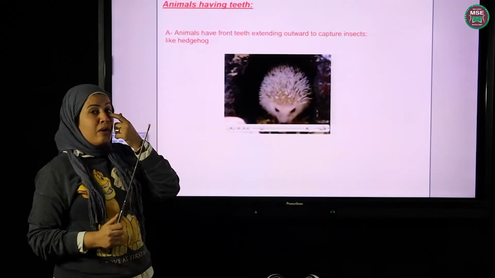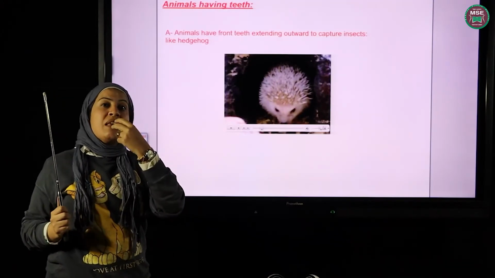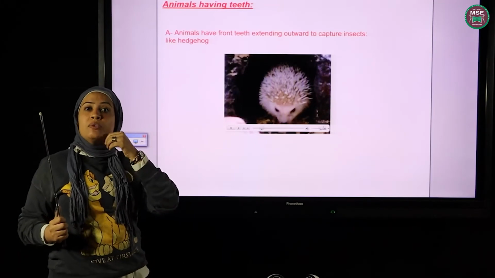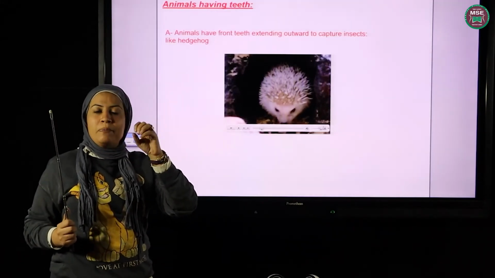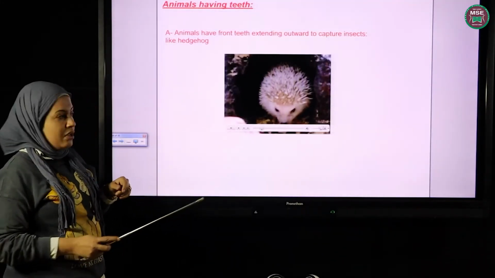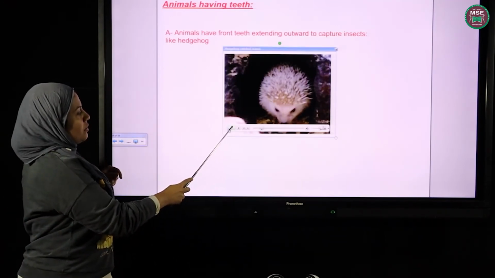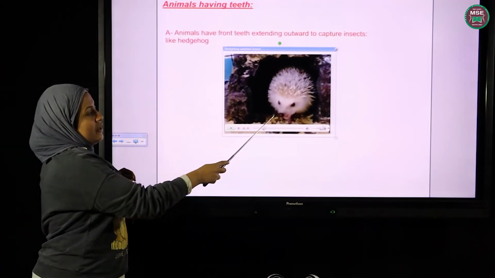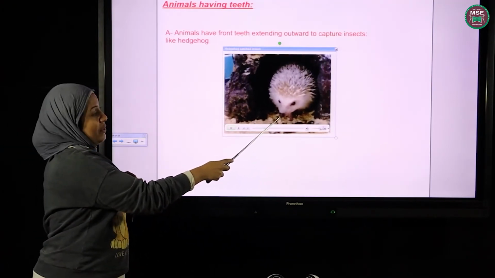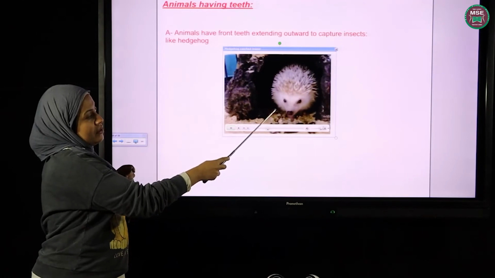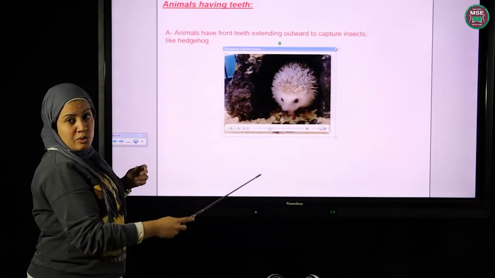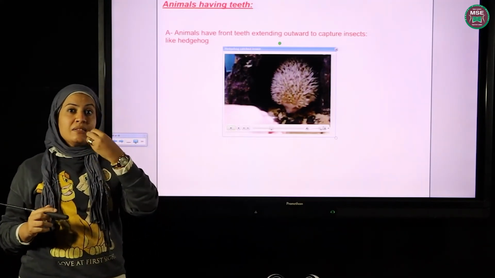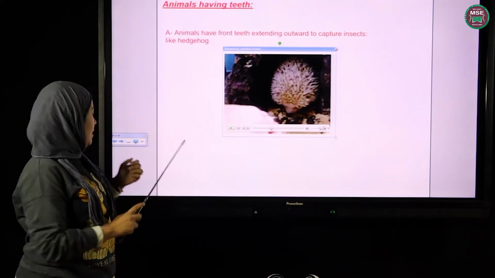Now we will talk about some types of animals that have teeth extending outward from their mouth. Why do the teeth extend outward from the mouth? To easily catch or capture insects, like hedgehog. This is the video for hedgehog. They have teeth extending outward from their mouths to easily capture insects, okay? So the animals that have teeth extending outward from the mouth, like hedgehog, okay?